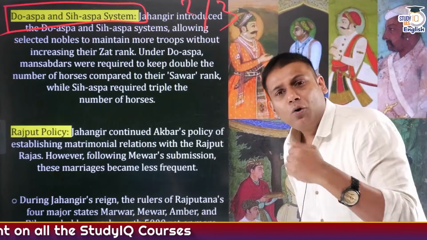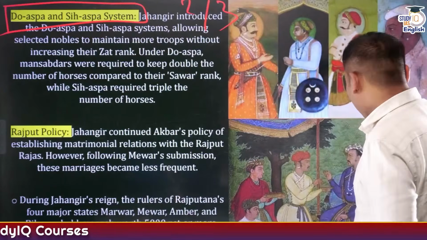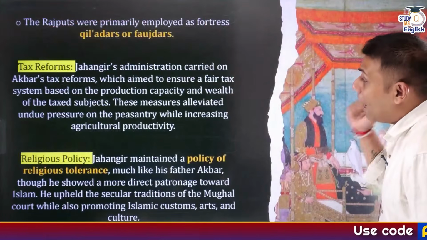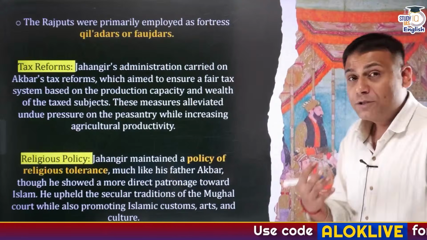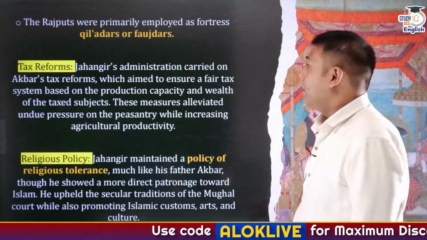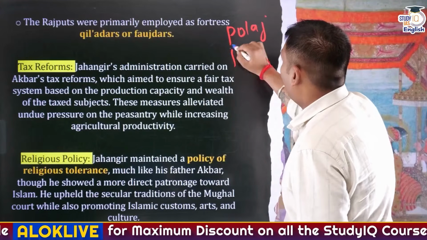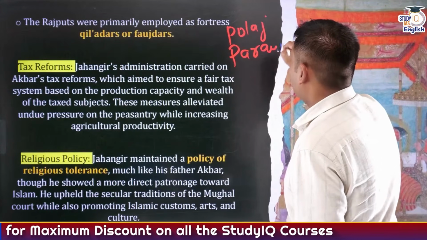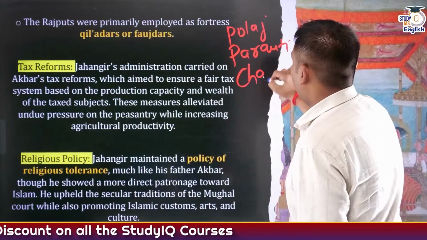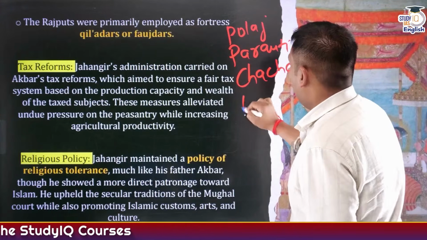Okay, he followed a similar policy of matrimonial alliances to that followed by Akbar. Land was again categorized during his time into 4 categories: Polaj, Parauti, Chachar, and Banjar.